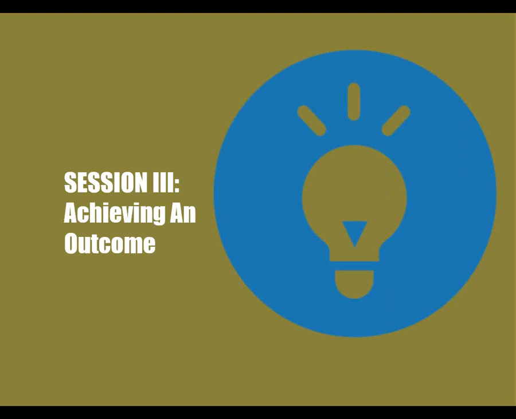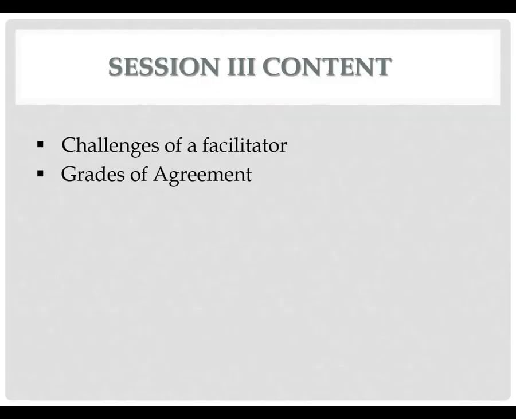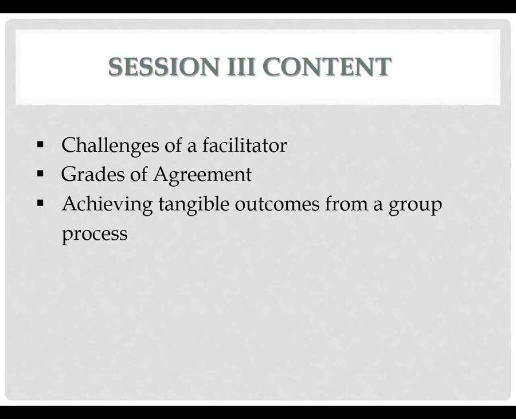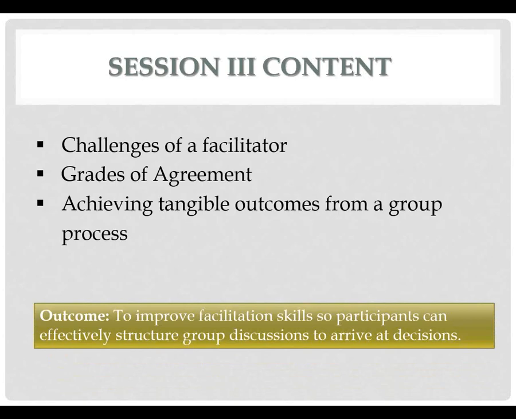So this session will really help us to figure out how do you then take everything you've learned, and then move the group through a process utilizing a variety of different tools so that ultimately when people walk out of your group after being facilitated by your skills, they feel like, okay, that's the product, right? That was the goal that we had and we achieved that. So it's really important that we think about what are some of those challenges. We're going to talk about grades of agreement that really help us to get to an outcome, and ultimately, how do you achieve some of those tangibles through this process? And therefore, the outcome of this is to improve your facilitation skills so that participants can effectively structure group discussions so that you may arrive at decisions.